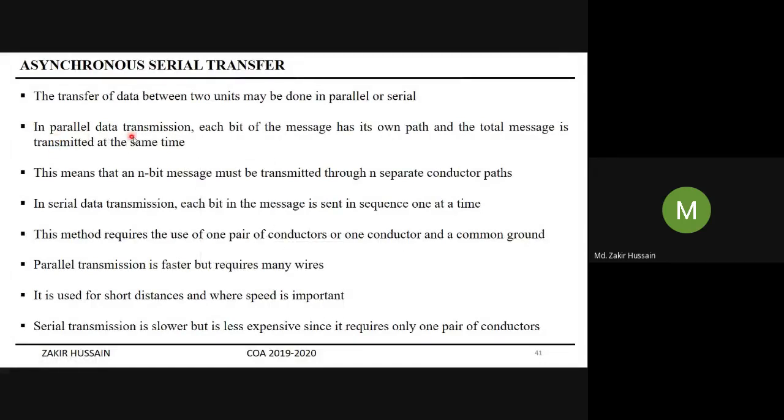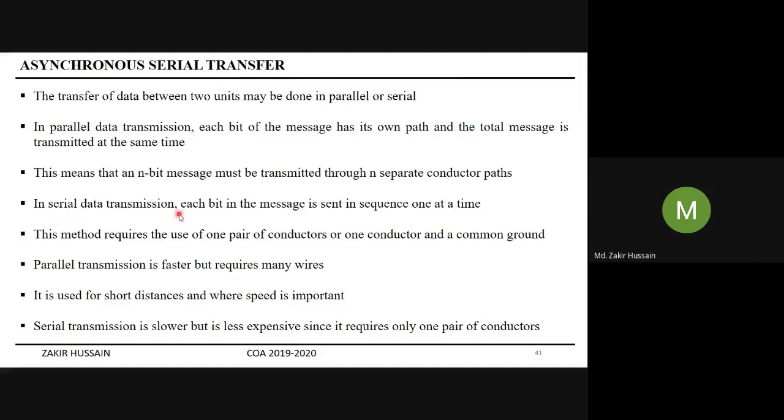saying that in a parallel data transmission, each bit of the message has its own path, and the total message is transmitted at the same time. This means that an n-bit message must be transmitted through n separate conductor paths. This is very obvious. If 8 bits are there, we need 8 conducting paths. So n bits means n separate conductor paths are required, in the parallel transmission case.